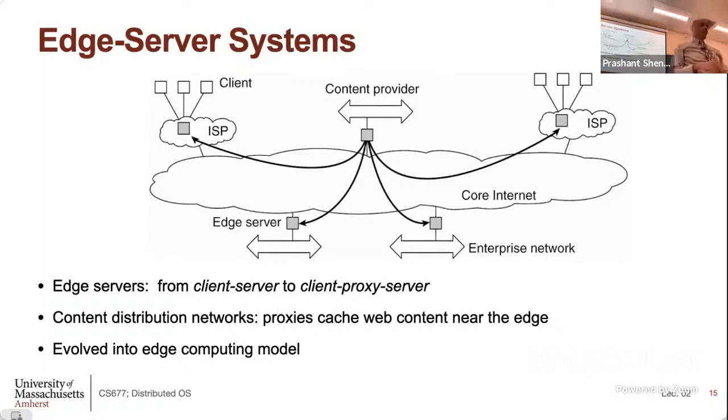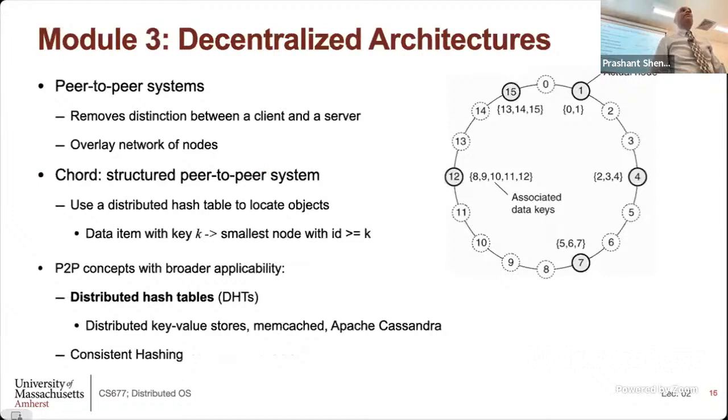Anything else? All right. So that's the end of part 2. We'll now look at a different type of architecture altogether, which are decentralized architectures. They're also referred to as peer-to-peer or P2P architecture.